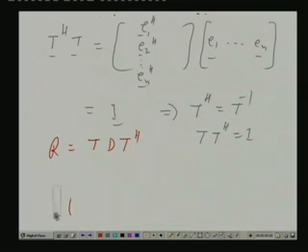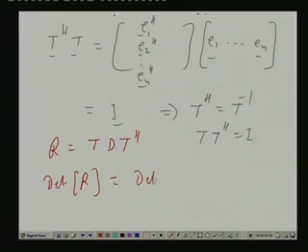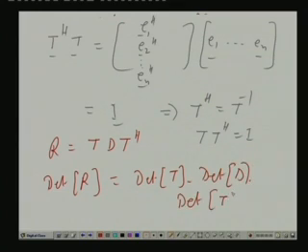So, I am just concluding immediately. What is the determinant of R? It is nothing but the determinant of T times the determinant of D times the determinant of T Hermitian, which is nothing but T inverse. And these two cancel, the determinant of T and the determinant of T inverse. So, you get back the determinant of D. And what is the determinant of D? It is the product of eigenvalues lambda_1, lambda_2, dot dot dot lambda_n.